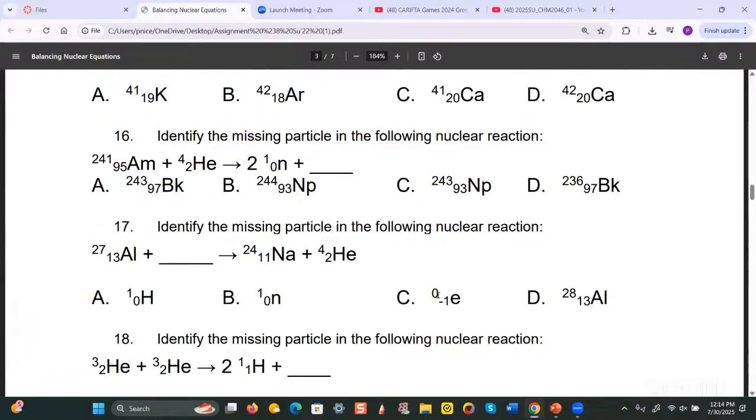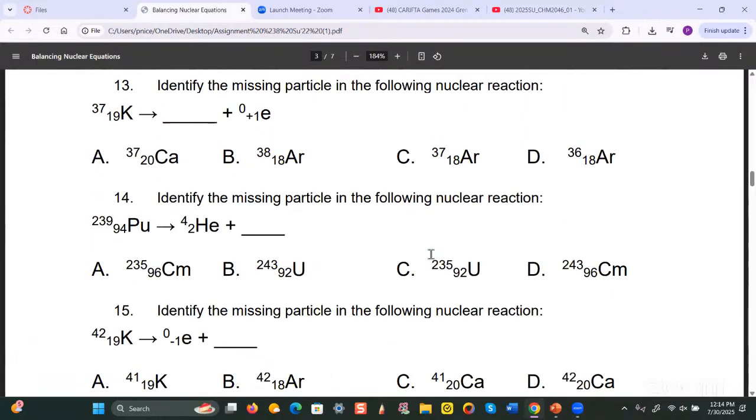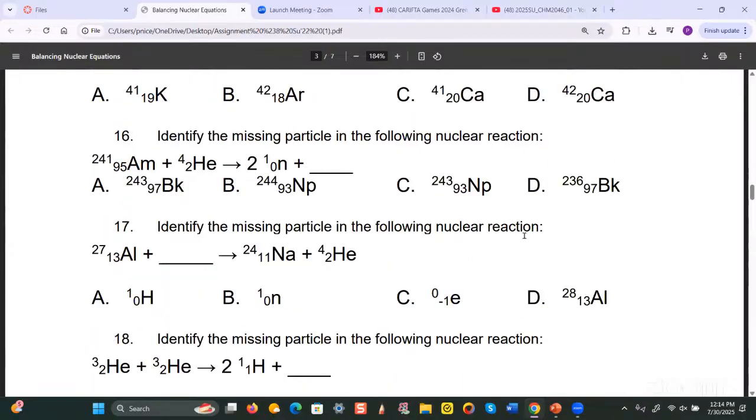Oh, by the way, have you guys tried the other problems, balancing equations, nuclear equations? Any issues with them? Anyone you want us to discuss? No? Okay.